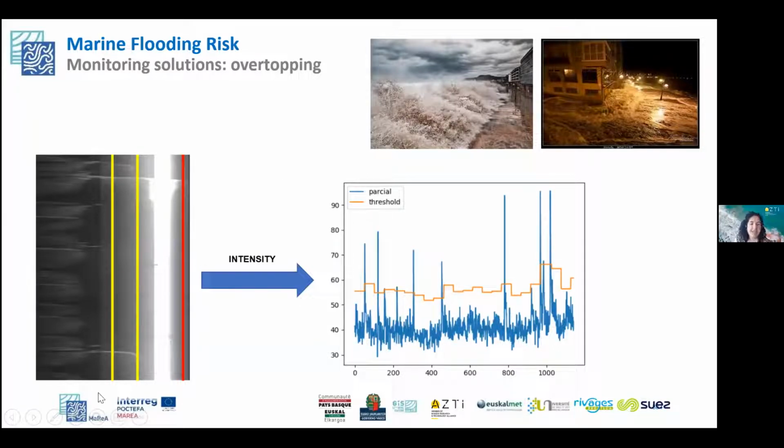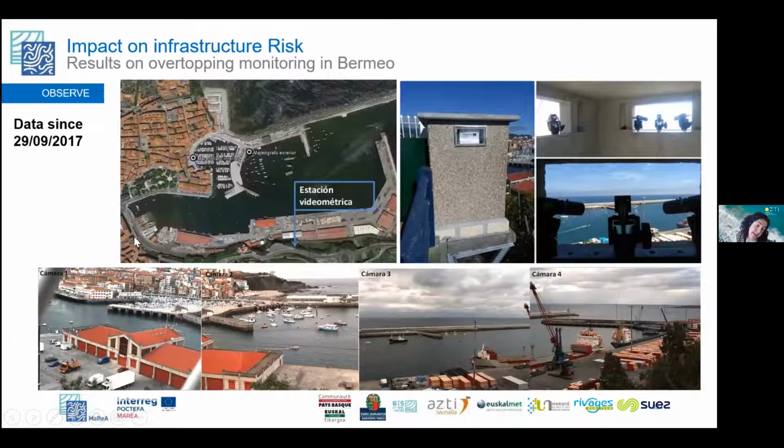So here you can see a time stack to check the overtopping. This is the seafront that I showed you before. You can see that the water is covering all the walking path for the pedestrians. And this is a similar approach, but in this case, instead of a breakwater, this is a harbor. These are the small points, these are the boats in the harbor. There is a videometry station in this area. So this is what they are looking at.